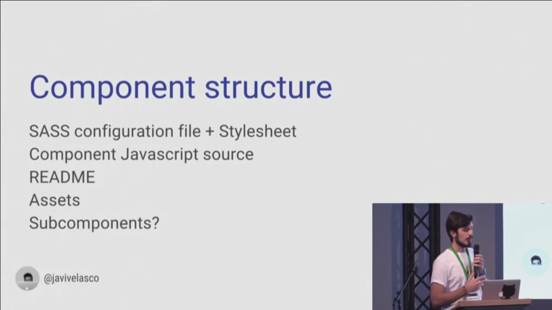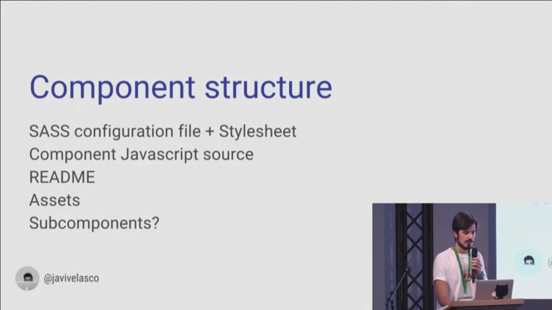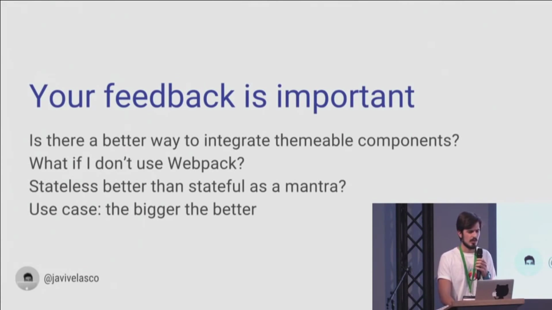So we have a component structure that is composed by a configuration file with Sass configuration variables, a style sheet, and the component JavaScript source. And also, we have the README in the same file, assets, and maybe subcomponents in case the component is quite complicated. So for now, your feedback is quite important because the components are not being used yet in a big project. There are some things that I want to get the most possible feedback from.